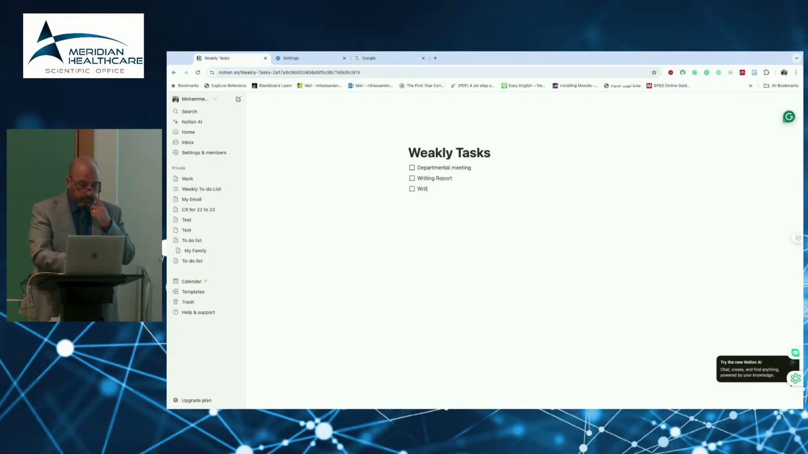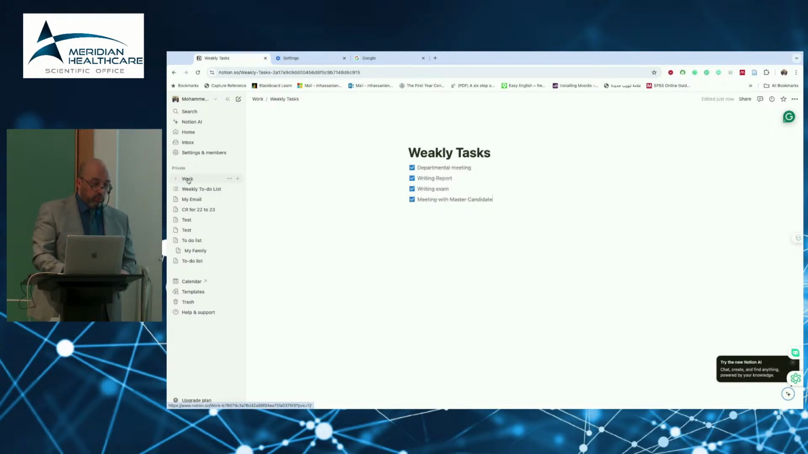Writing exam. Meeting with master candidates, whatever. So this is the weekly task in the form of a to-do list. Once you finish any one, just click on it, so there will be a line through it, so it is finished. So this is a page inside the page.